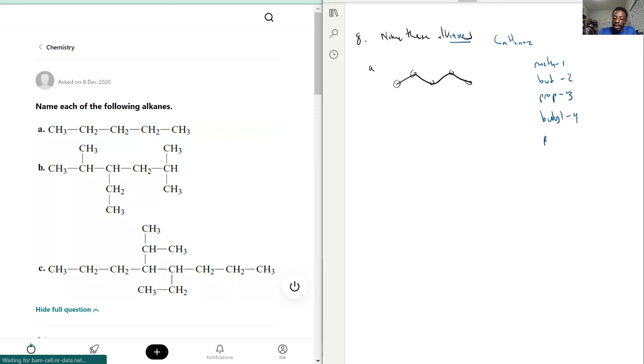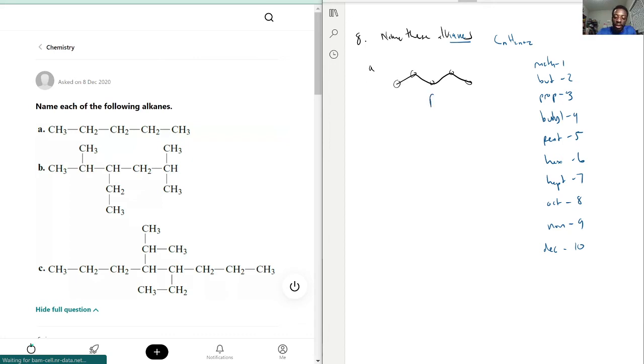Where is it? Pent is 5. Hex is 6. Hept is 7. Oct is 8. Non is 9. And dec is 10. So because there's 5, and we know that it just follows the CnH2n+2, that's how we get the ending of the -ane for the alkane.